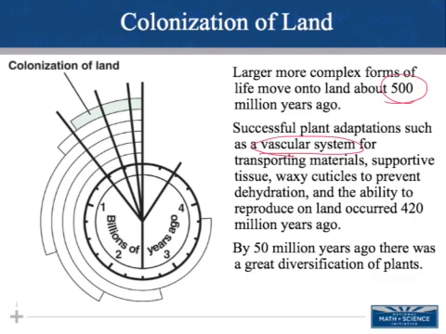Ferns, some of the older plants, require a water source for the sperm to be able to travel. So you started seeing things like wind pollination and other abilities of plants to reproduce on land. And that was occurring about 420 million years ago. It was only 50 million years later that we saw this huge diversification in plants.